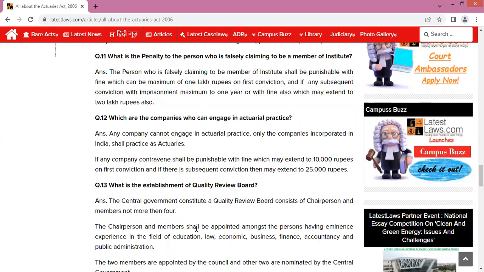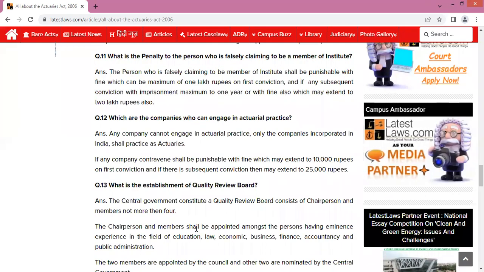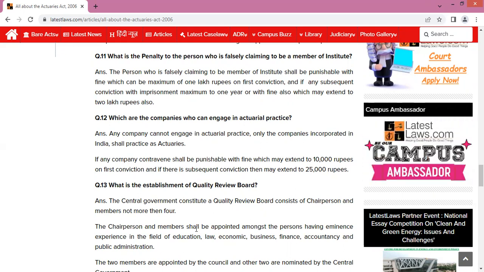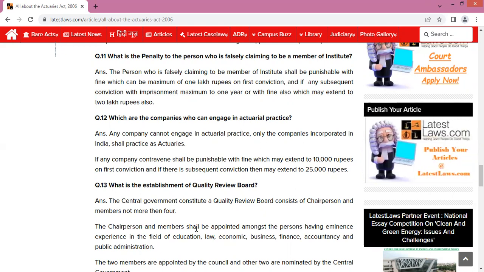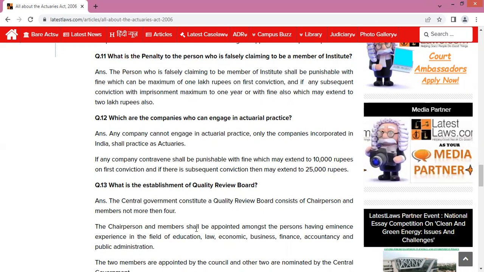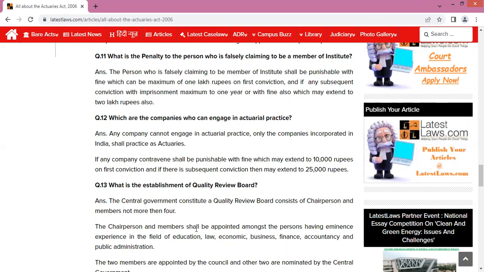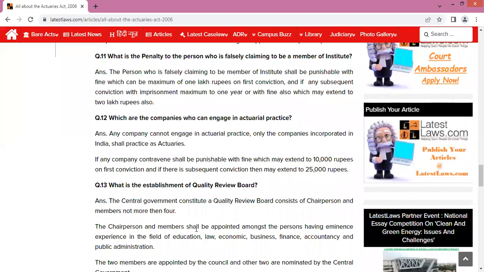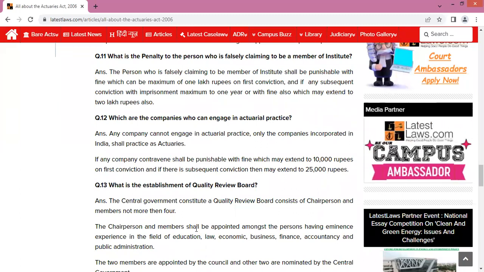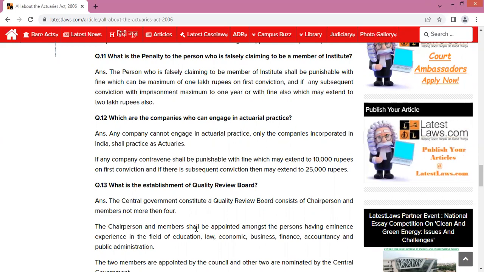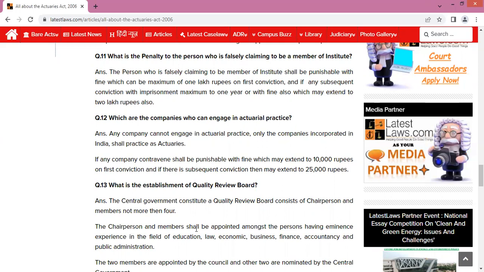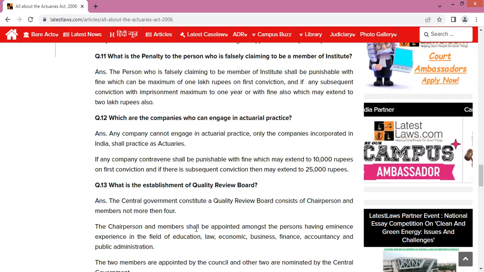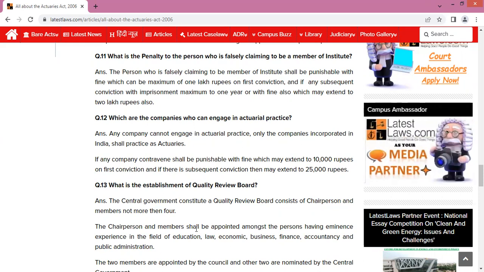Which are the companies who can engage in actuarial practice, right? Any company cannot engage in actuarial practice. Only companies incorporated in India shall practice as actuaries. So companies incorporated like LIC, and now all banking companies are coming under that act, Kotak Mahindra. A number of companies are there. Now, if any company contravenes, it shall be punishable with a fine which may extend to 10,000 rupees on first conviction, and if there is a subsequent conviction, it may extend to 25,000 rupees. Got it?